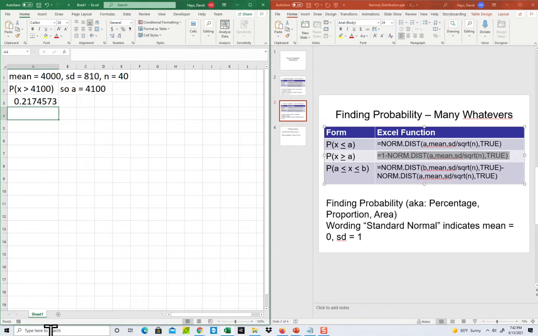Move our decimal point 2 places right, put in percent form and round, and we'd have 21.75%.